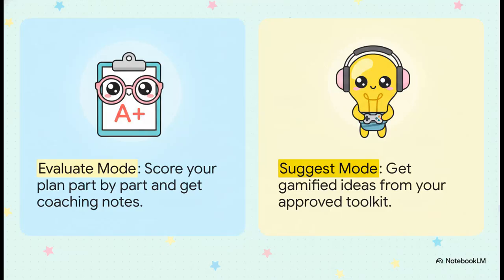So, on one hand, you've got evaluate mode. This is your highly structured, analytical side. If you've already got a lesson plan, you use this to score it out of 100, part by part, and you get these really targeted coaching notes alongside a full report. But on the other hand, we have suggest mode. If you need ideas, oh man, this gives you vibrant, gamified suggestions pulled straight from your approved toolkit for every single part of your lesson. It is literally the ultimate brainstorming partner.